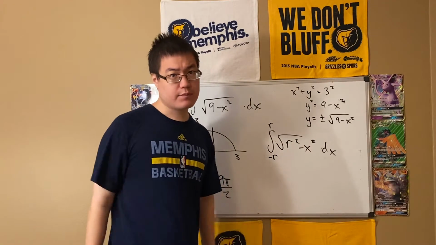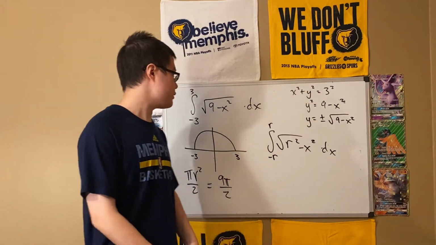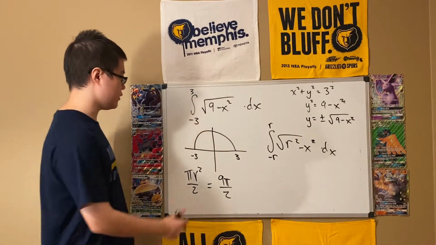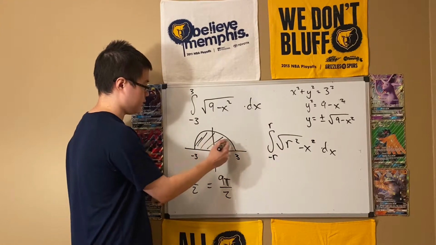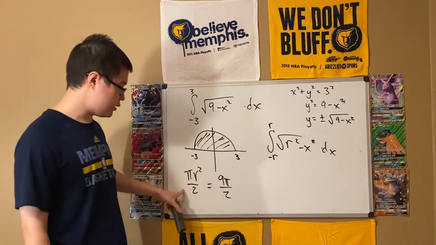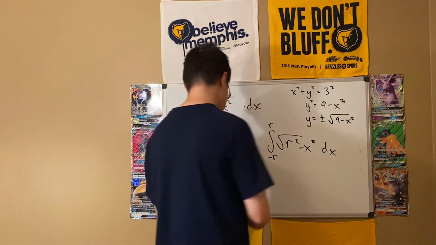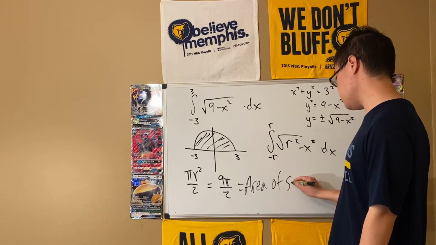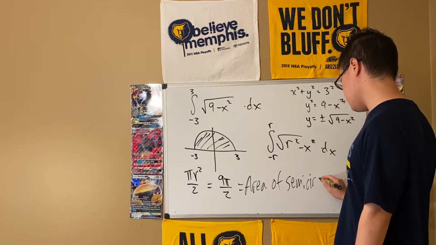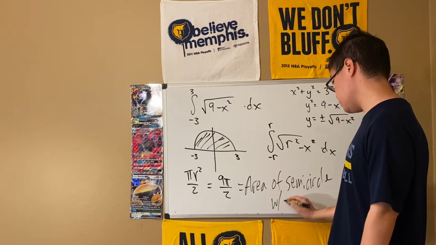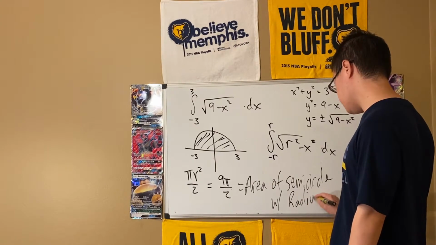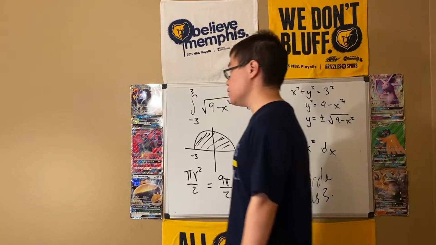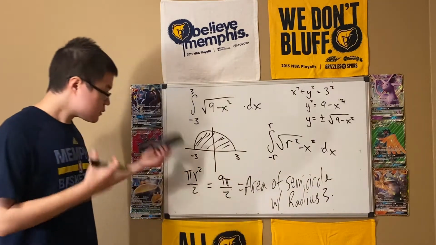So the main point of this was, of course, to illustrate that to evaluate this integral, we're finding this area. Maybe I should have shaded it in. We're finding this area, which was just pi r squared divided by 2, because it was the area of this semicircle. So area of semicircle with radius 3. So that's that. Now let's move on.